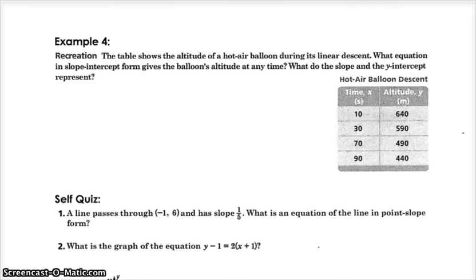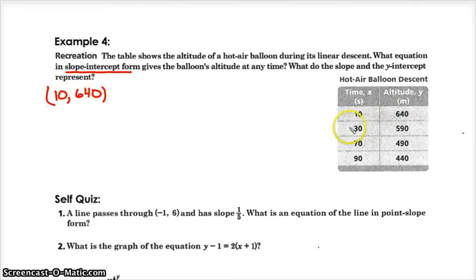All right, let's turn to the back. On the back, we're going to do one application question and then it's your turn. So this asks me to write an equation in slope intercept form for the balloon's altitude at any time. And then what do the slope and the y-intercept represent? So first thing I want to do is find a point, and I can do that by looking at the time versus the altitude. So one point would be (10, 640).